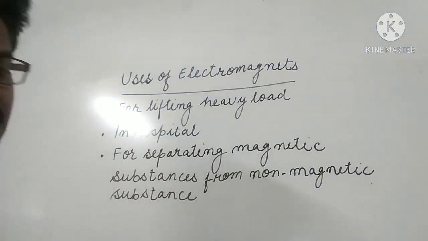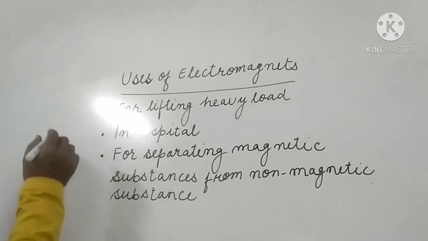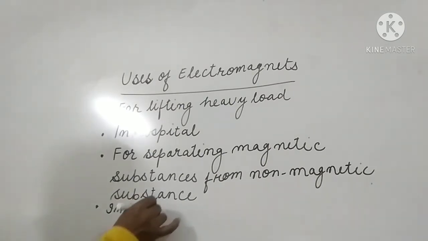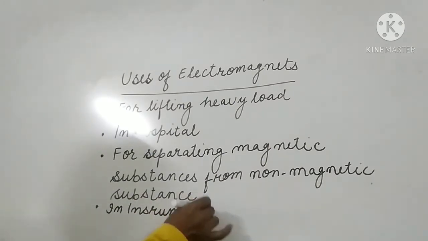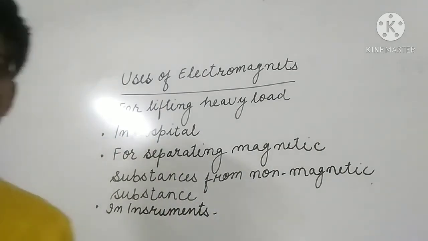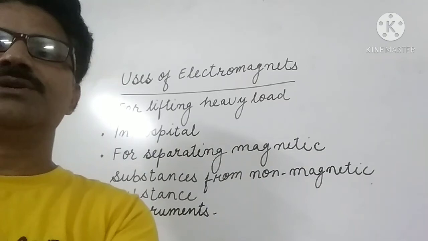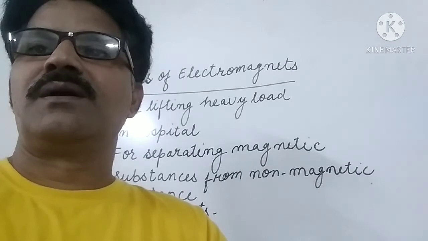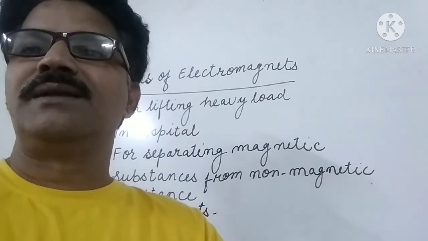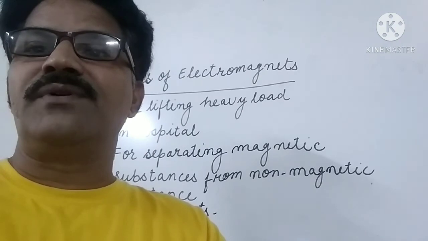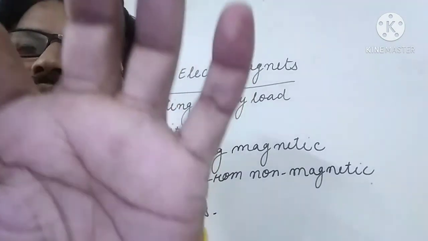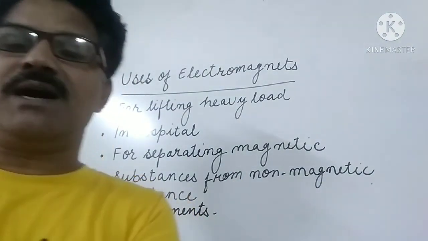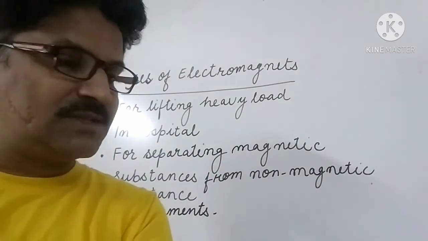Next is in instruments. In instruments, electromagnets are used in electric bells, telegraphic and telephonic systems, speakers, and audio and video tape recorders and players. Clear? So these are some uses of the electromagnet we have discussed.